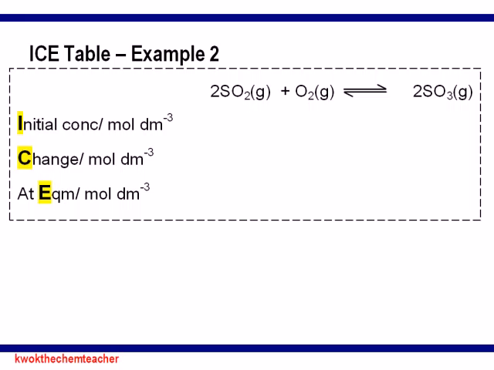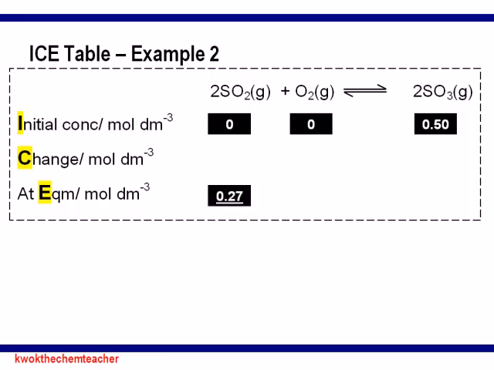So now let's fill in the rows from the question that we have seen. From the question, you do know that you started off with the initial sulfur trioxide concentration of 0.50. There isn't any sulfur dioxide nor oxygen, so both of them are 0. What you do know is that at equilibrium, you have obtained 0.27 mole per dm cube of sulfur dioxide. So this information lets you know the change for sulfur dioxide. The change for the sulfur dioxide will be a plus 0.27 mole per dm cube.